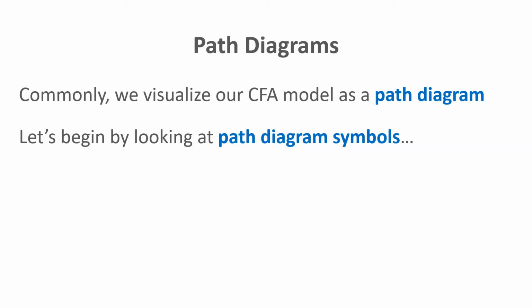So let's first learn what the path diagram symbols are. The conventional path diagram symbols are as follows. When you see that oval or circle, that represents a latent factor, which again is sometimes referred to as a latent variable. In this context, if we're trying to measure a psychological construct, that psychological construct is going to be represented as the latent factor or latent variable.